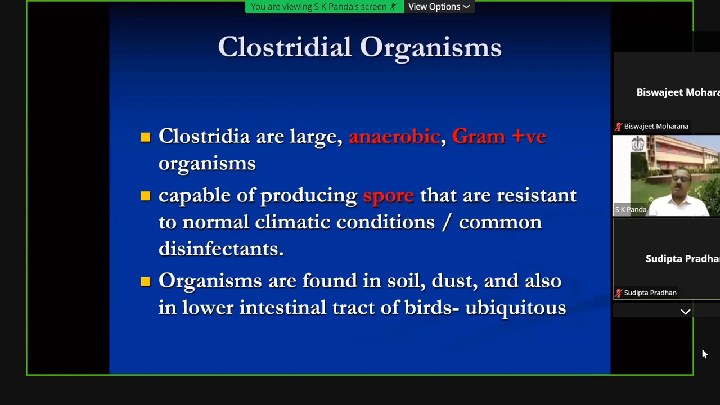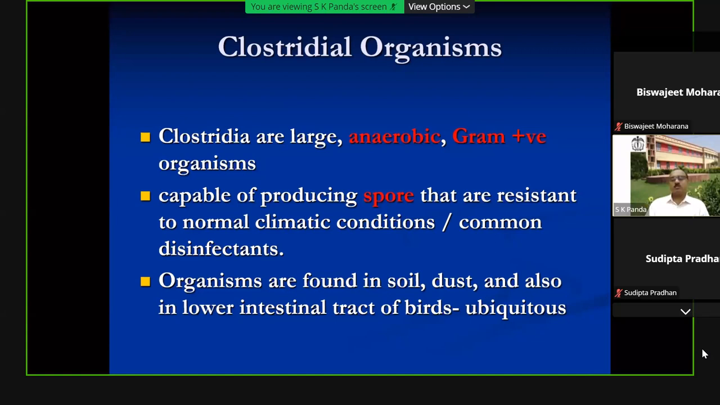So it is very difficult to remove the spores from the environment, specifically from the soil, dust, even the lower intestinal tract of ours, which is ubiquitous. A spore-forming bacteria is very, very difficult to remove. At the same time, the bacteria also grow in anaerobic environments, mostly in the deep muscles, where they can grow very easily. You cannot apply anything to remove them from an anaerobic environment where the bacteria grow in the host.